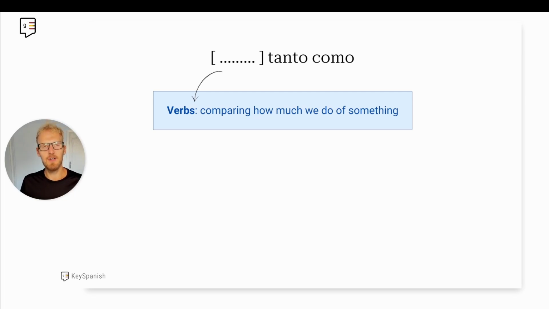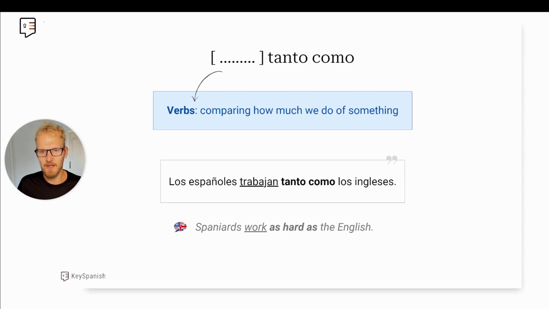And you can then use a verb before the structure tanto como, to compare, in this case, how much we do, not how much we have of something, but how much we do of something. Los españoles trabajan tanto como los ingleses. Spaniards work as hard as the English. I swear that's true. People think Spanish people, we are lazy. No, I am lazy, but most Spanish people are not. Okay, so we work as hard as the English. Tanto como, trabajan tanto como los ingleses. The verb tanto como.